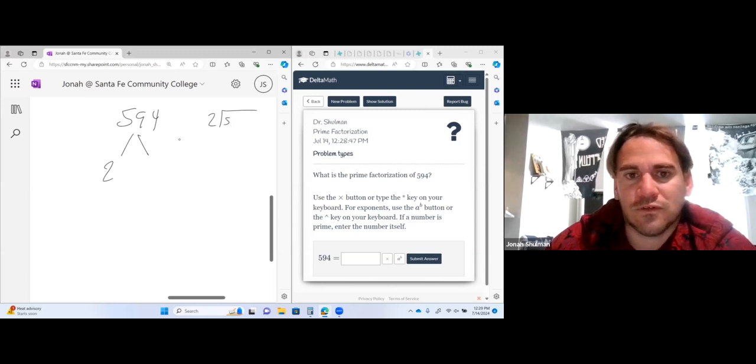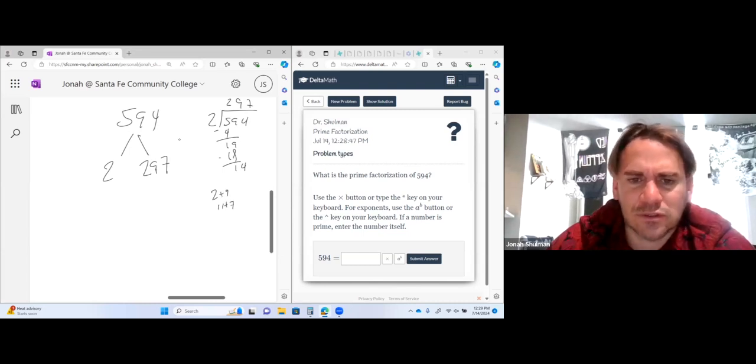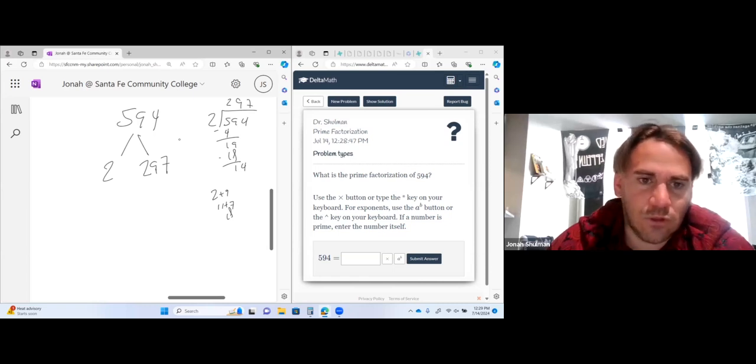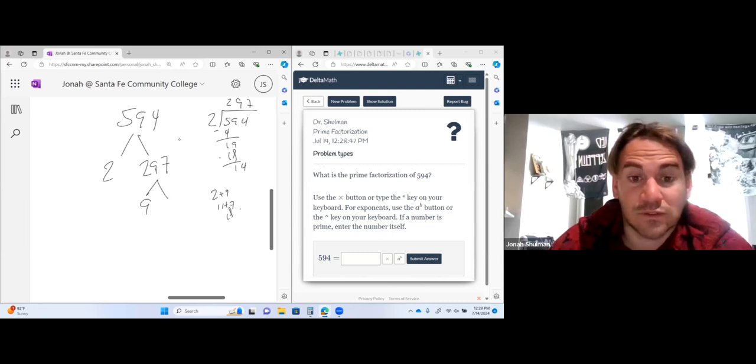2 goes into 594 how many times? 2 goes into 5 twice. That's a 4. 2 goes into 19 9 times. That's 18. And 2 goes into 14 7 times. So that's 297. 2 plus 9 is 11. 11 plus 7 is 18. What goes into 18? A 3. We could also divide this by 9. So let's divide this by 9, because I'm pretty sure 9 goes into 18 too.